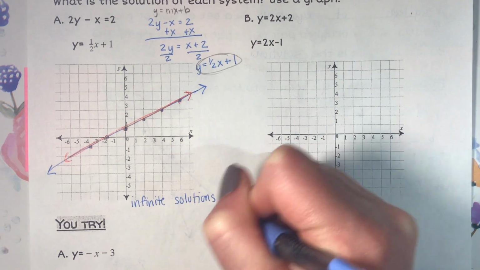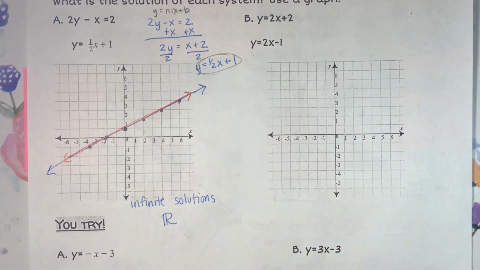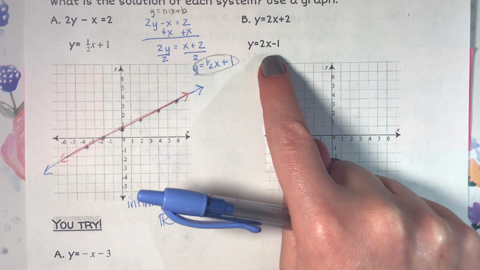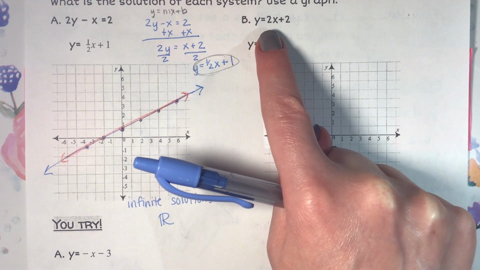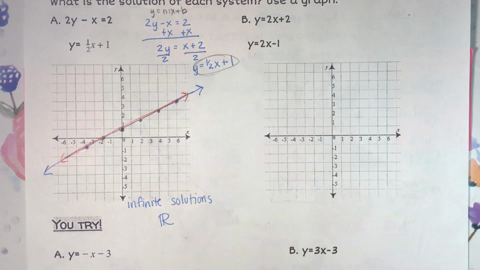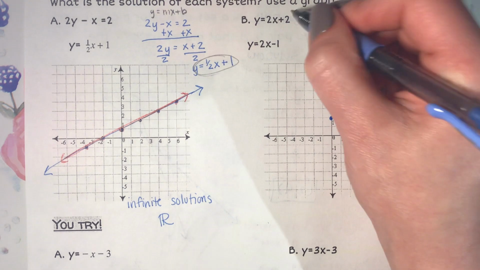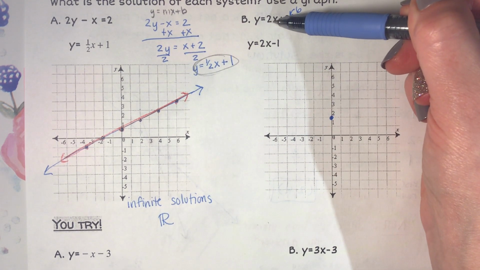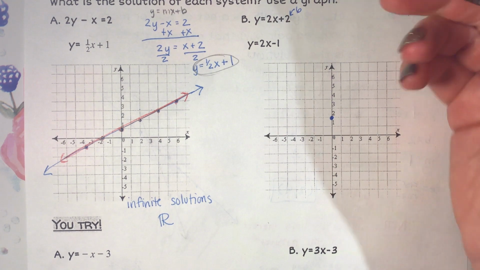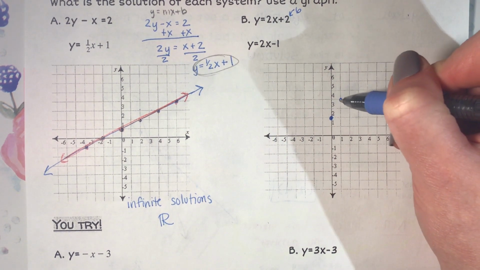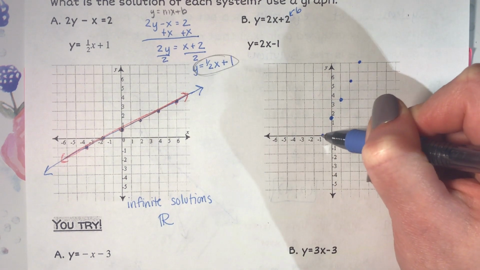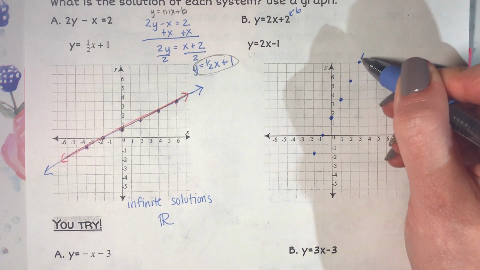Or all real numbers. I can say that as well. Let's look at this example right here. My first equation is 2x plus 2. So I'm going to go to the 2. That's my b. And then I have a slope of 2, which is rise over run. So that's up 2 over 1, up 2 over 1. I'm going to connect my dots.